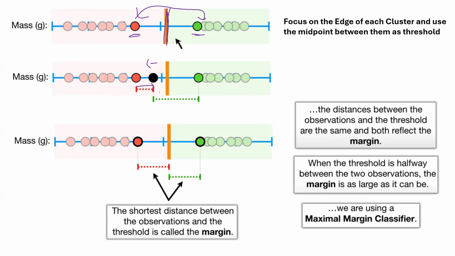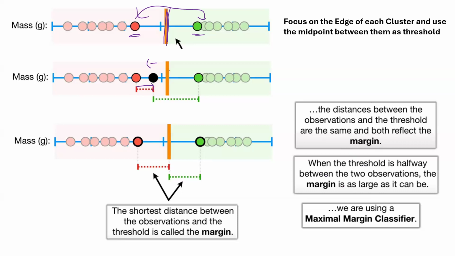So the best optimal line is finding out the edge of the clusters and taking the midpoint between them and marking it as a threshold. It is a good practice, so that the chances of misclassifying would be less. Now you need to understand a few terminologies here. The first one is margin.